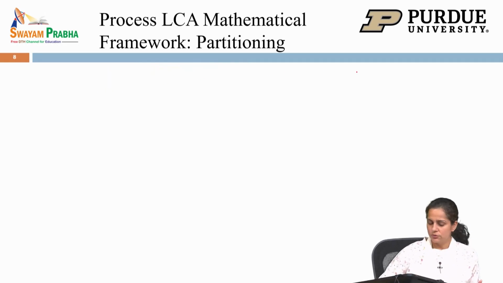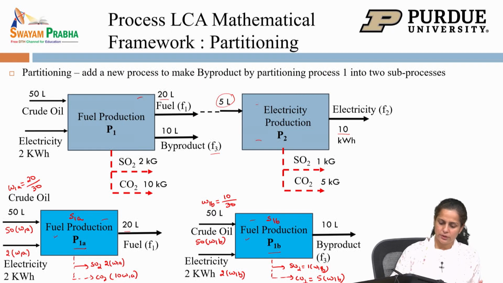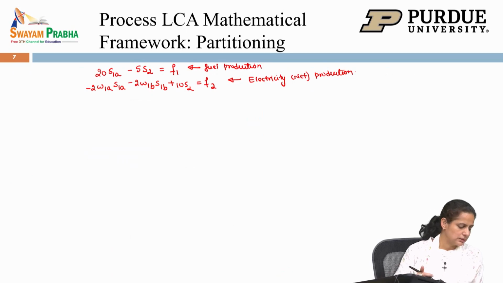And now, since we have modified our system to get a third product as byproduct, we will write a balance for byproduct as well. So, we have 10 being produced and we do not have anything being consumed. So, we can write that equation as 10 times S1B is equal to F3.